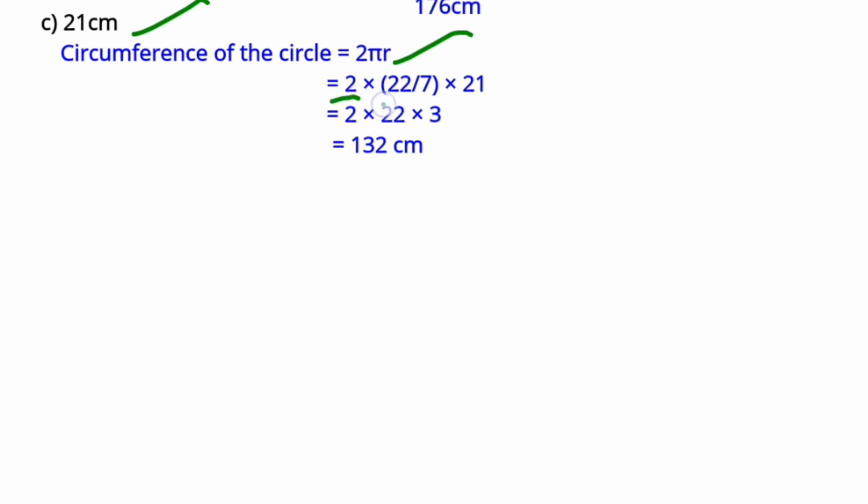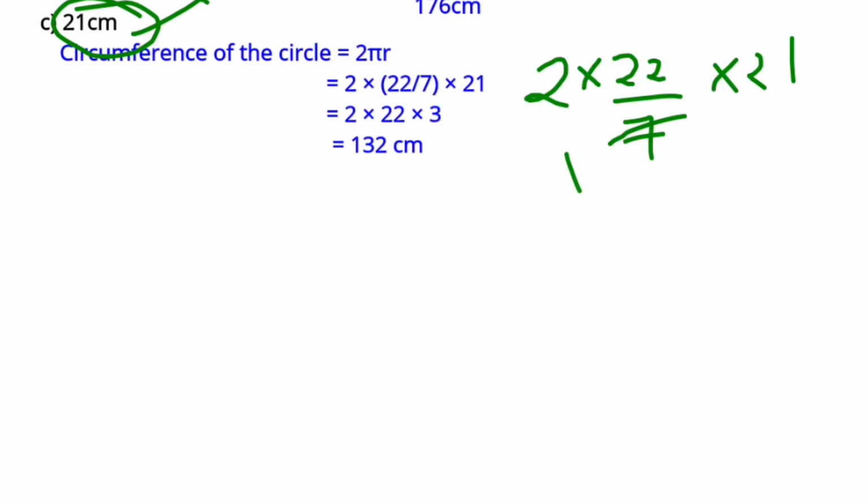2, in place of pi, in the question it is given 22 upon 7, so I have written it, and radius is given 21 centimeter. Now in the next step, this 7 will cancel out this 21. See how? 7 3s are 21. Now in the next step we are having 2 into 22 into 3. Now we will multiply it.